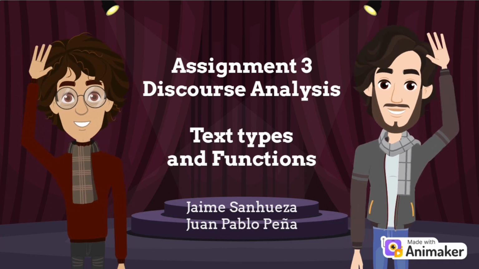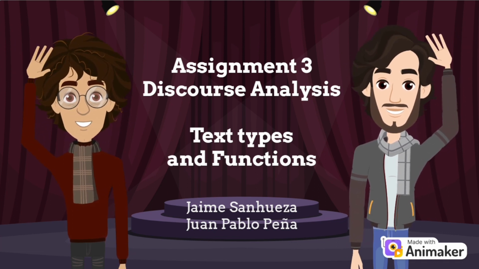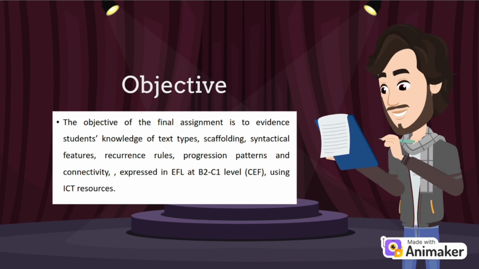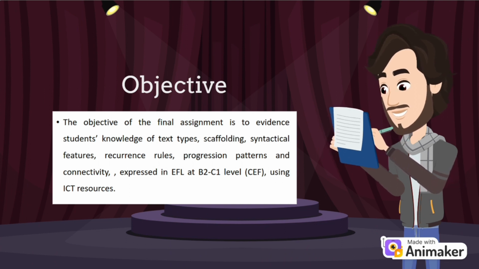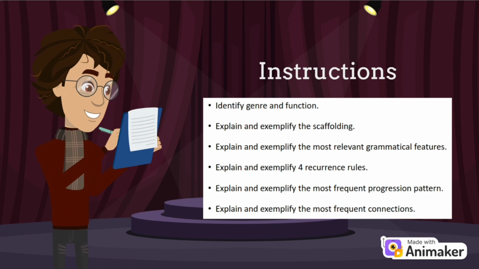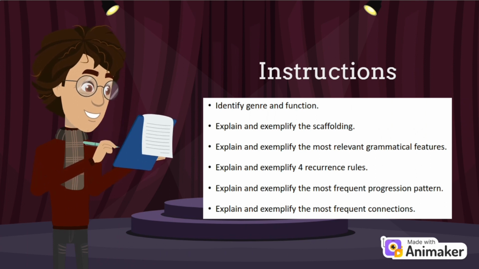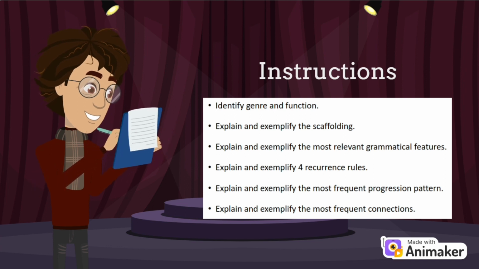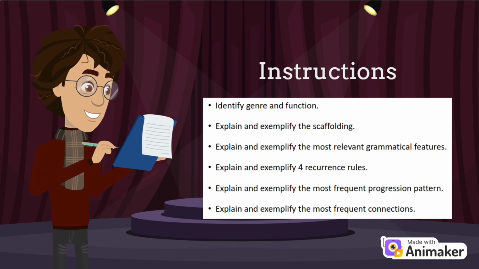This assignment will cover the topics of text types and functions. The objective of this assignment is to test our knowledge of text types, scaffolding, syntactical features, recurrence rules, progression patterns, and connectivity. The instructions were to identify the genre and function of two texts, explain and exemplify the scaffolding, the most relevant grammatical features, 4 recurrence rules, the most frequent progression pattern, and the most frequent connection.